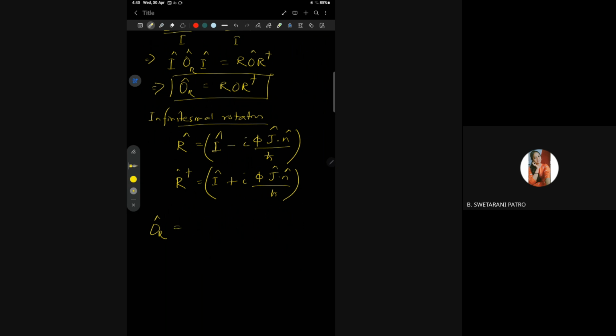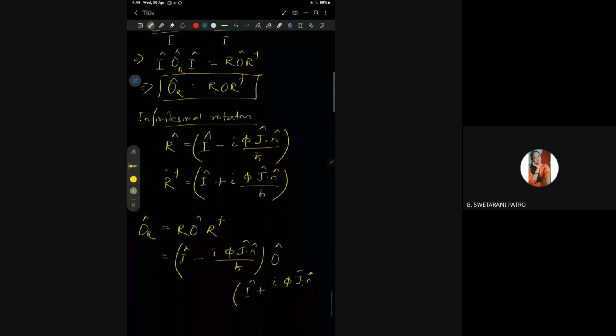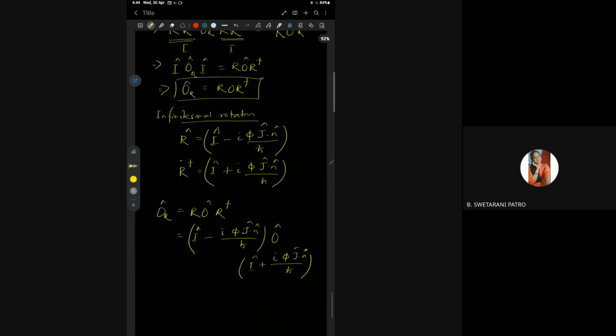The observable operator in a rotated system will be equal to R O R dagger, which will be equal to (I minus i phi J dot n by h cross) O (I plus i phi J dot n by h cross). This is how we will get our operator or observable in a rotated system.